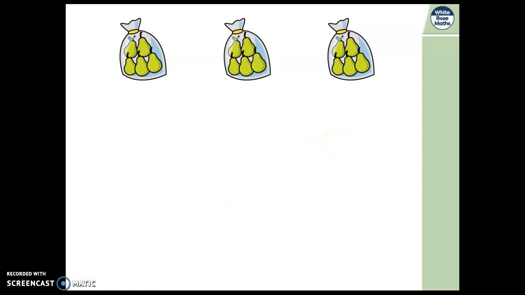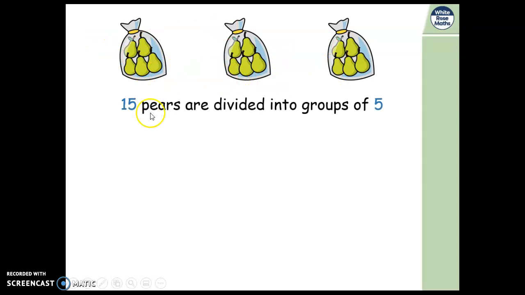Moving on to the main part of the lesson, here we have our first question. So, we've got 15 pairs divided into groups of 5. There are 3 groups: 15, 5 and 3.